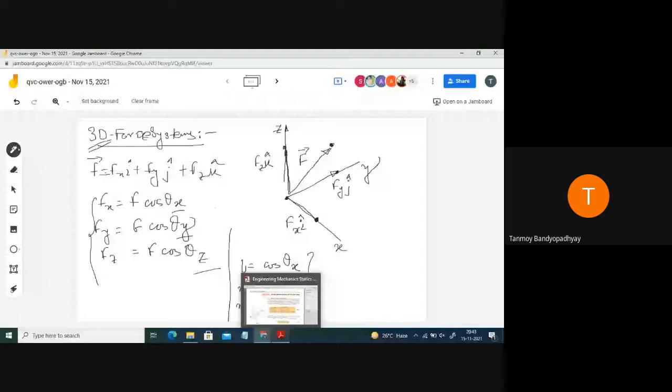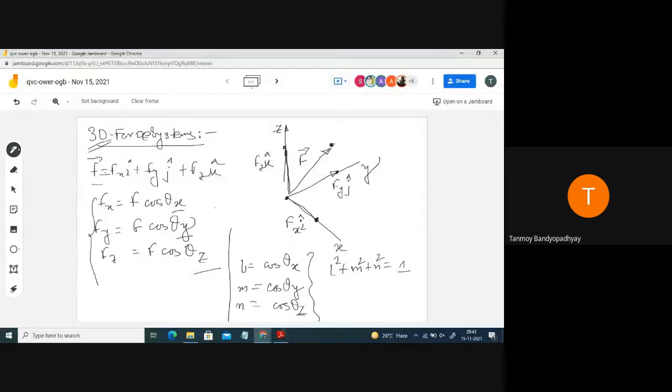For the direction cosines, we know that L square plus M square plus N square is equal to 1. If we express this vector F, we can take F as common. If I put this entire thing in this expression and take F as common, I should be getting L i cap plus M j cap plus N k cap. So this is the magnitude of the force into a unit vector in the direction of the force.